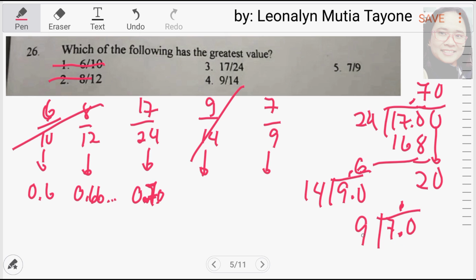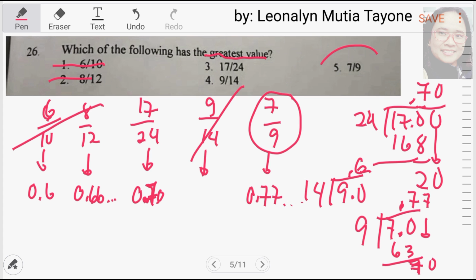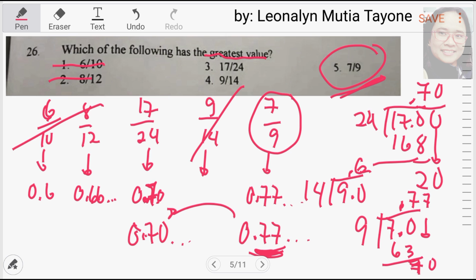70 divided by 9. Ilan bang 9 sa 70? That is 7. 9 times 7 equals 63. 70 minus 63 equals 7. So, magdagdag ka ng isa pang 0. Bali, 70 pa rin. Never ending na 7. So, obviously, yung greatest value nila ay itong 7 over 9, kasi itong isa, 0.7 lang siya. Tapos ang next ay 0 at kung ano pa dyan. Ito naman ay 0.77, never ending na 7. Ito ang pinakamalaki or mas malaki pa dito sa isa. Kaya ang sagot nito ay 7 over 9.